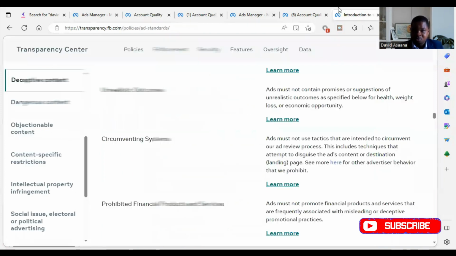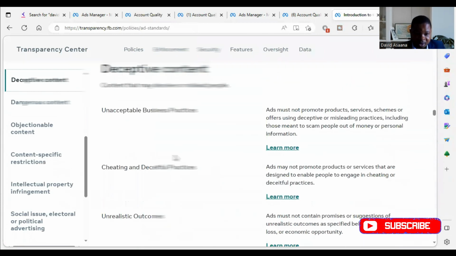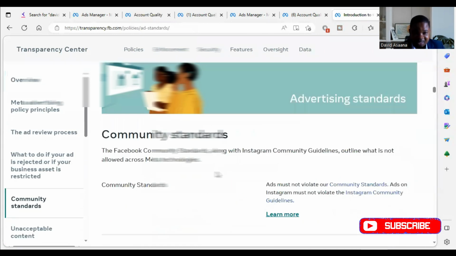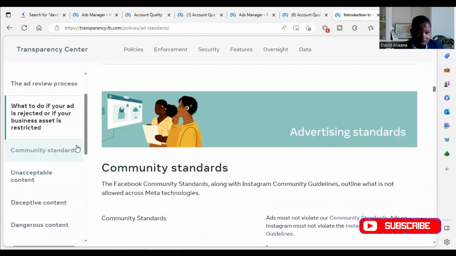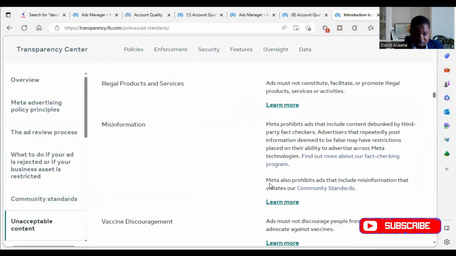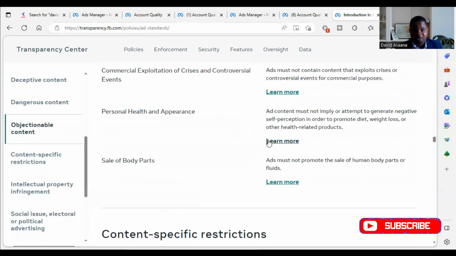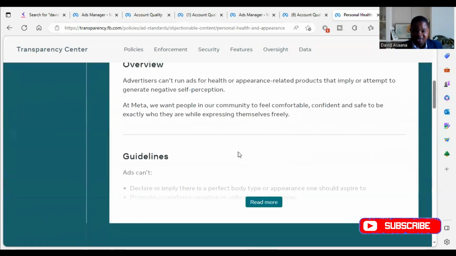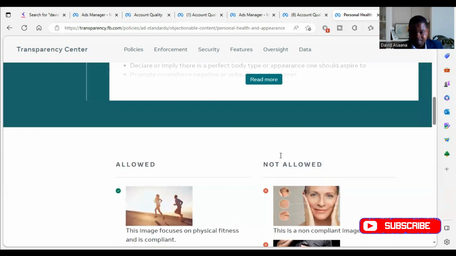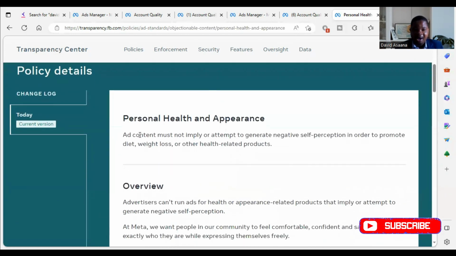For example, let me show you something here. We have the personal health and attributes policy. Just want to show you this policy and then check something. Okay, so we look at the personal health and appearance policy. This is the policy that most people always violate. So when you read here, it says ad content must not imply or attempt to generate negative self-perception in order to promote diet, weight loss, or other health-related products.